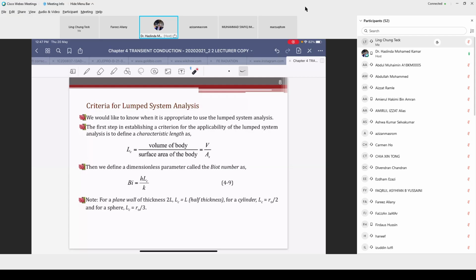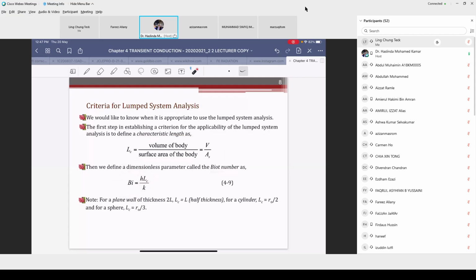Okay, to do that, we have to determine the Biot number. Yeah, we call it Biot number. And then the Biot number is defined as the convective heat transfer coefficient, characteristic length, we call it LC, divided by the thermal conductivity of the body. So, how to determine characteristic length? So this is the formula to determine the characteristic length.